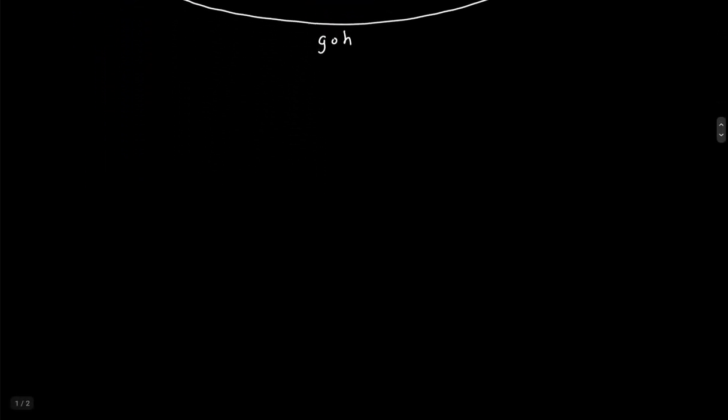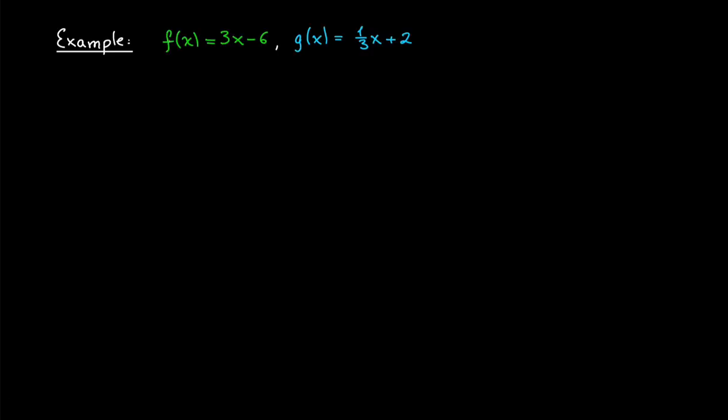So let's take a look at 2 examples. We have 2 functions. One of them is f given by 3x minus 6, and the other one is g given by a third of x plus 2. Let's try to find f of g of x first, and then we're going to do the other one. Now, f of g of x means we take the g function and plug it in into f instead of x. What we get is something like this.